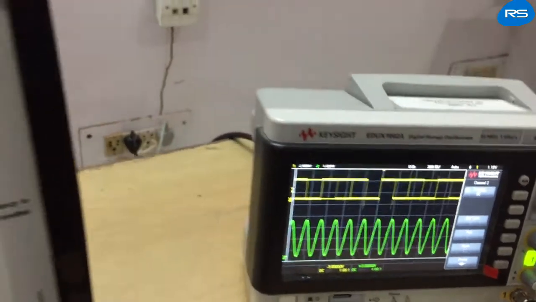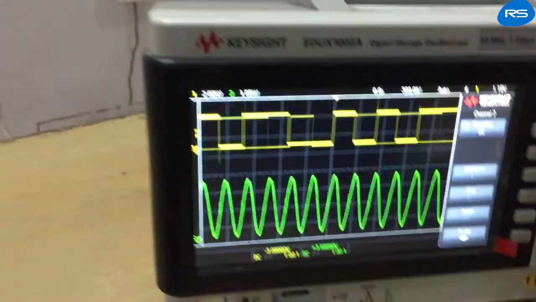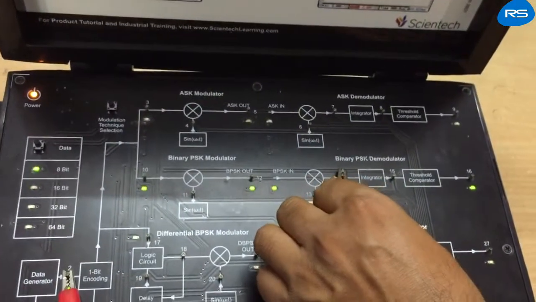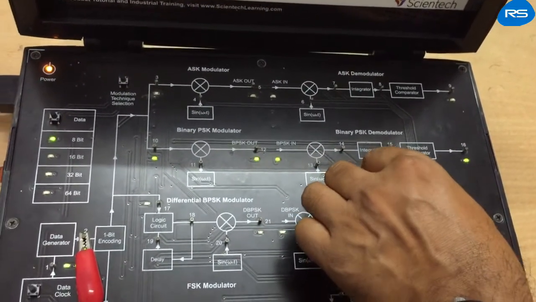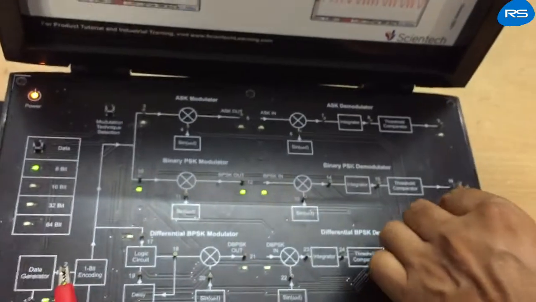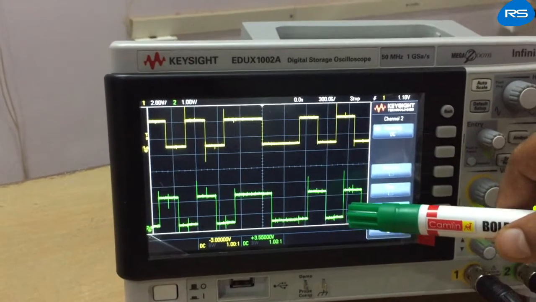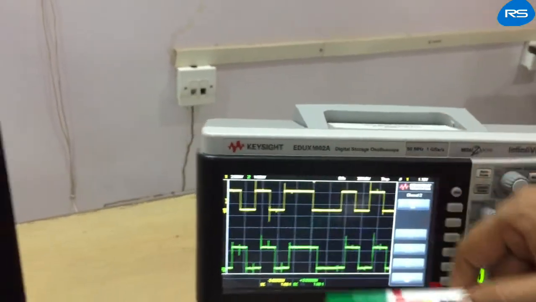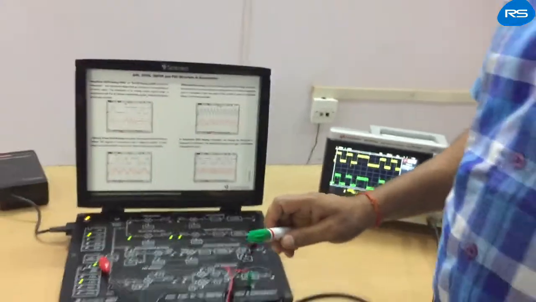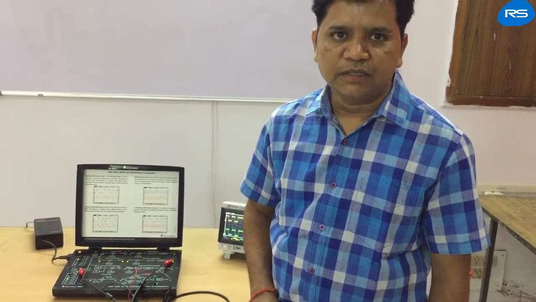The carrier waveform fed to the BPSK demodulator is shown here. The output at point number 15, that is the output of the integrator, is shown this way, and the final output, that is the BPSK demodulated wave that we obtained, is this one, which is an exact replica of the original data bit stream. So in this way we have performed binary PSK modulation and binary PSK demodulation.